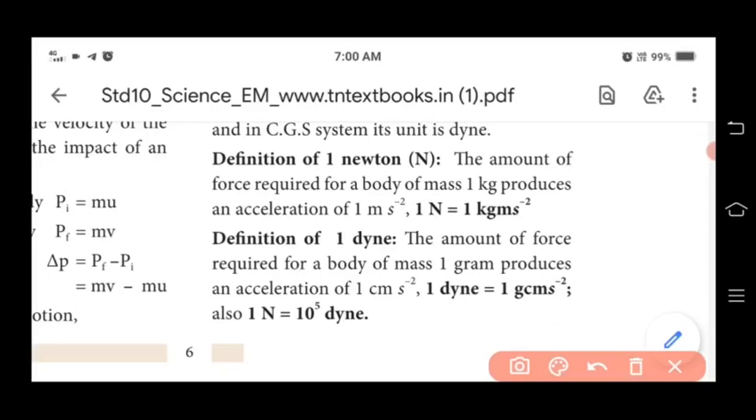Also 1 Newton equal to 10 to the power of 5 dyne. Very important 1-mark question. So 1 Newton equal to how many dyne? 1 Newton equal to 10 to the power of 5 dyne.